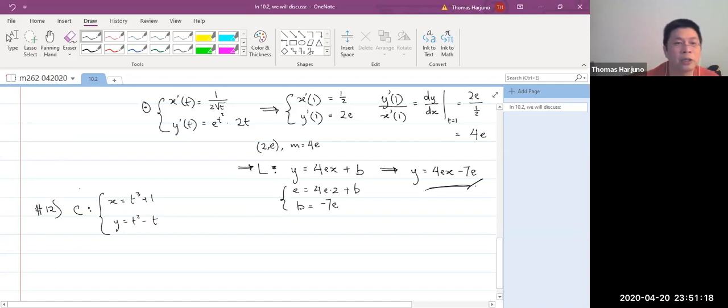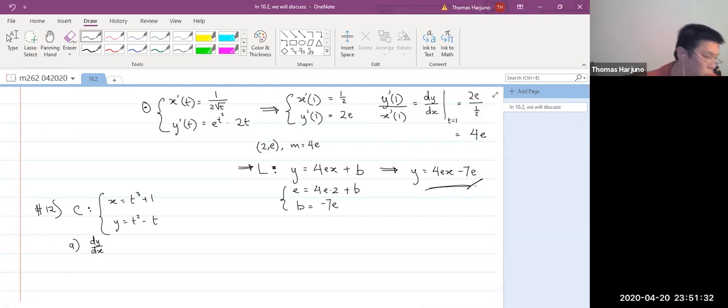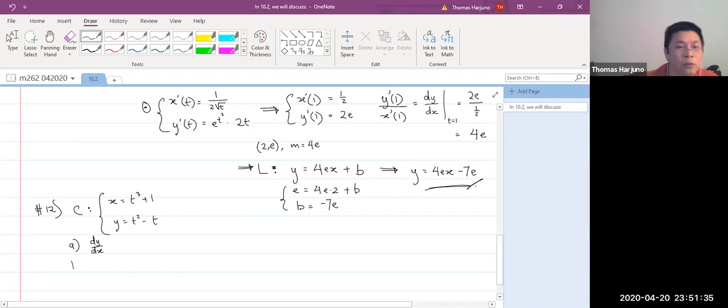And the question is part A, find dy/dx. So find the derivative of the curve as a function of t, of course. And then second, we need to find d squared y over dx squared. Basically, the second derivative of y with respect to x.